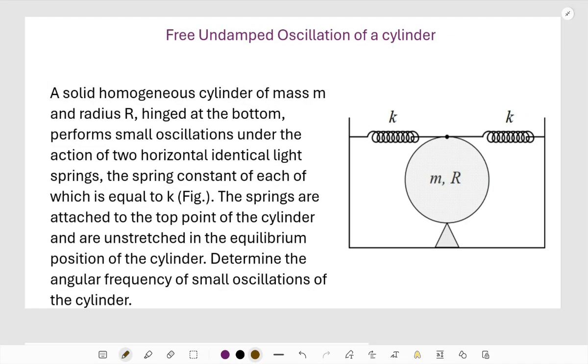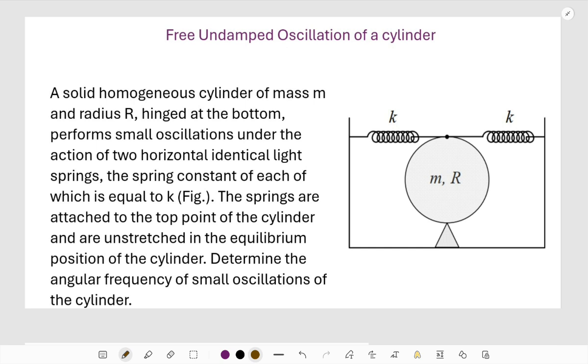Hello and welcome. Here we have one more problem to solve, and this is also an example of free undamped oscillation. That means mechanical energy conservation is allowed here.